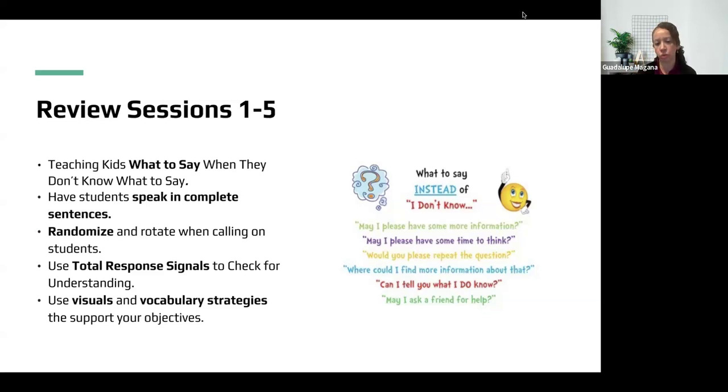Total response signals: thumbs up, thumbs down, put your pencil up. Visuals, which is great. I feel like visuals are more helpful than actually translating word by word. And vocabulary strategies, of how to use 5 vocabulary words when you implement a new context.